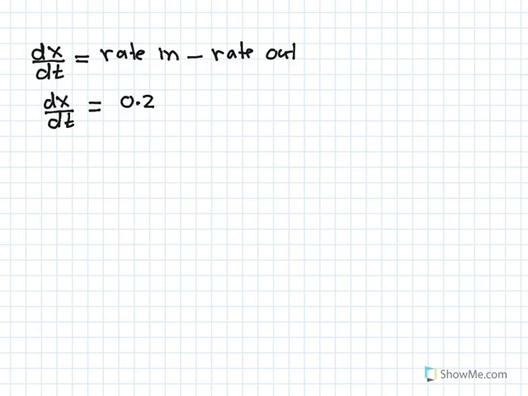All right, so dx/dt is equal to rate in minus rate out. So dx/dt is the rate of change of the mass of salt. Rate in is 0.2 kilograms per minute. Rate out is 0.02x kilograms per minute of salt. And x of 0 is equal to 30 kilograms. Initially, there's 30 kilograms of salt dissolved in the tank.